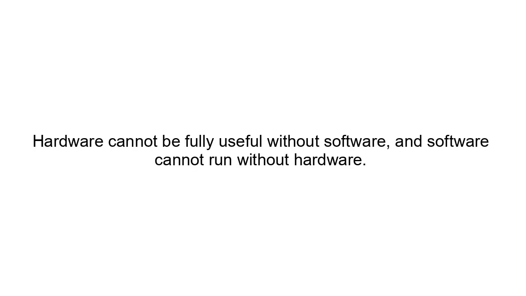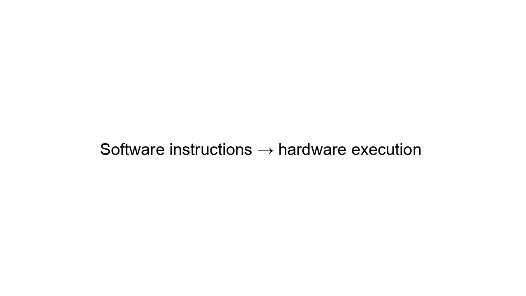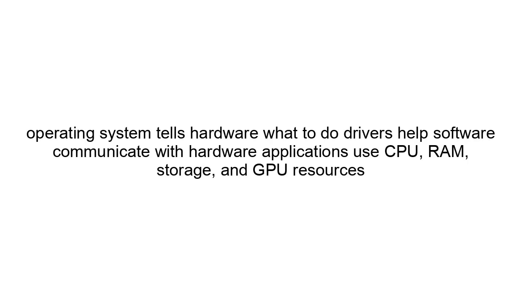Hardware and software relationship. Hardware cannot be fully useful without software, and software cannot run without hardware. Example concept: software instructions → hardware execution. Examples: the operating system tells hardware what to do. Drivers help software communicate with hardware. Applications use CPU, RAM, storage, and GPU resources.